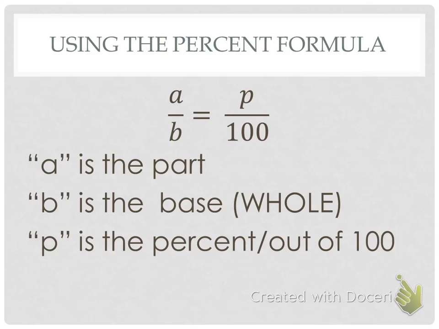If I tell you that there's a 50% chance of rain today, it's 50% out of what? 100. Out of 100. If I tell you that you scored an 80% on your test, 80% out of what? 100. Out of 100. Every percent is always out of 100. That's why you see in the formula P over 100. That never changes. Okay? I'll give you another minute to go ahead and write this down.